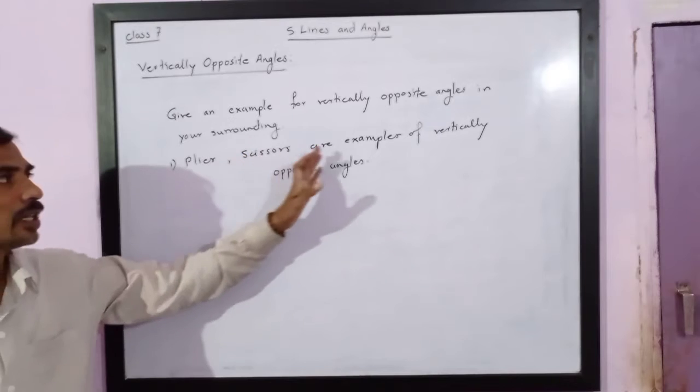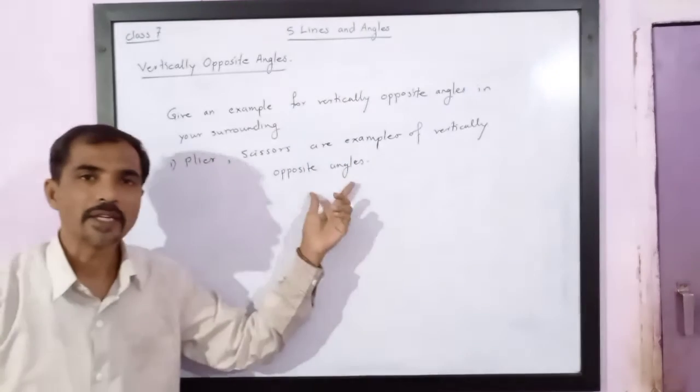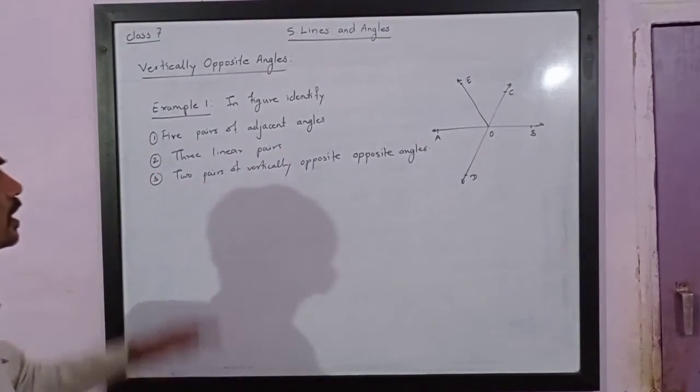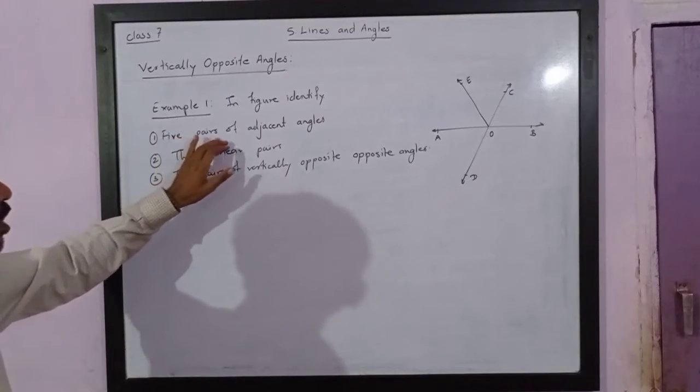Pliers and scissors are examples of vertically opposite angles. Dear friends, next is example number 1. In the figure, identify 5 pairs of adjacent angles.